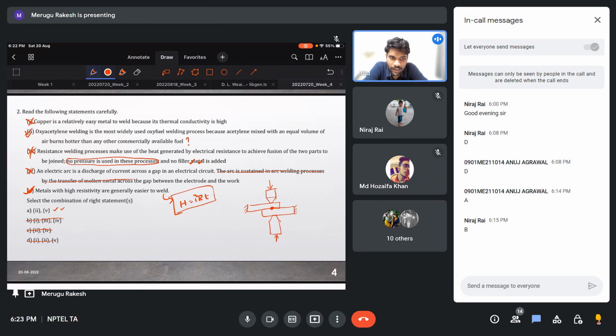I think it is clarified. If you are having any confusion still, you can ask me directly, or you can type in the chat box. Here I mentioned resistivity, but that is fine, I guess.